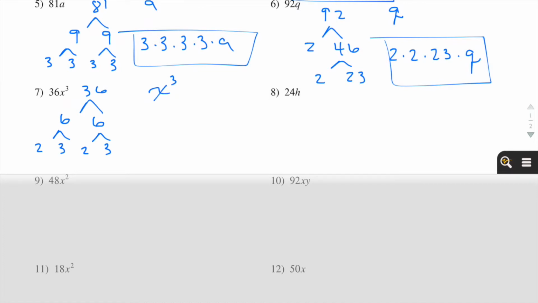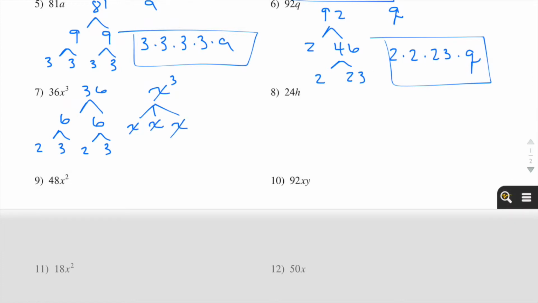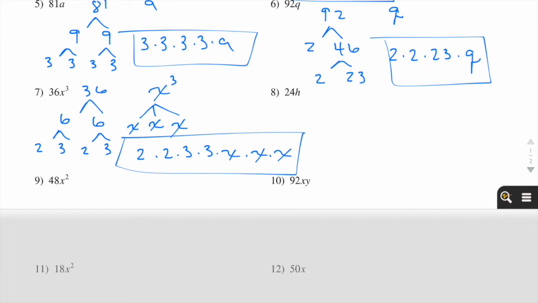So we already know that x cubed is going to break down to x times x times x. So you can actually write a triple factor tree, if you will. So x, x, and x. Those don't break down any further, so we're done with that. So let's go ahead and write 2 times 2 times 3 times 3 times x times x times x. And that's our final answer for that.